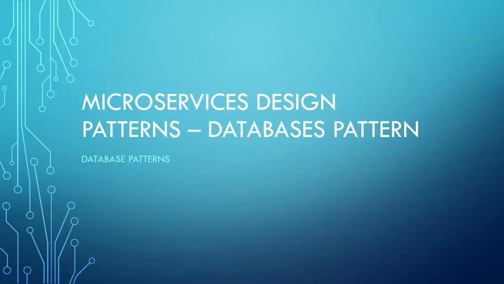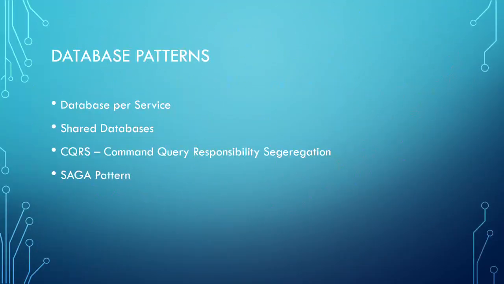Today we are going to discuss microservices design patterns, particularly database patterns. Let's deep dive into the further discussions. Database patterns are largely classified into these four categories: database per service, shared database across services, CQRS (command query responsibility segregation), and Saga pattern. Let's see them one by one in detail.